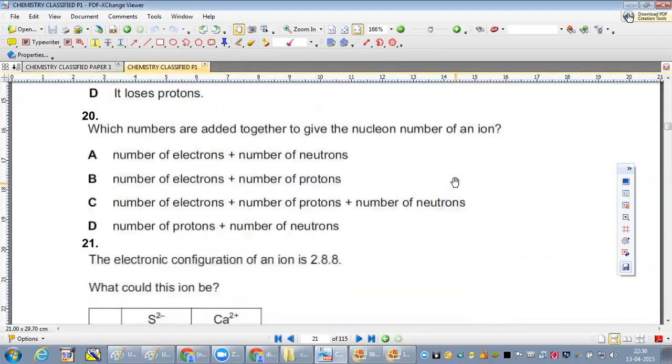The next question. Which numbers are added together to give the nucleon number of an ion? This is a straight definition: number of protons plus neutrons will give you the nucleon number. Nucleon number simply means the particles present inside the nucleus, which is the sum of protons plus neutrons. This is also the definition of nucleon number. It is equal to the sum of the number of protons and neutrons.